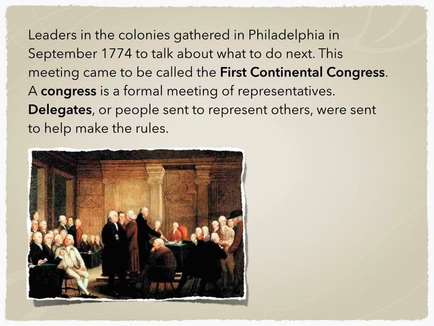Leaders in the colonies gathered in Philadelphia in September 1774 to talk about what to do next. This meeting came to be called the First Continental Congress. A congress is a formal meeting of representatives. Delegates, or people sent to represent others, were sent to help make the rules.